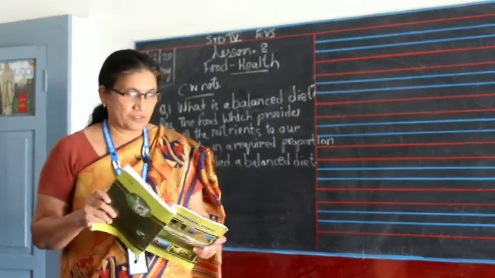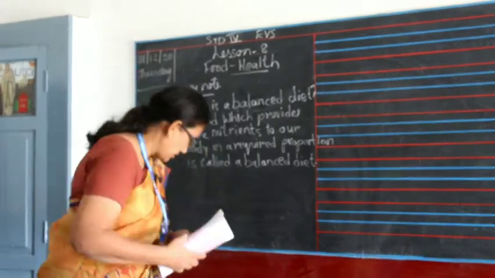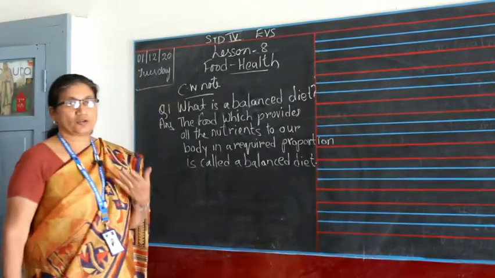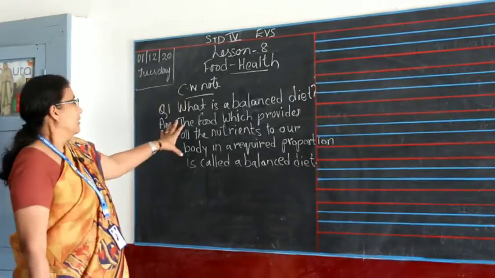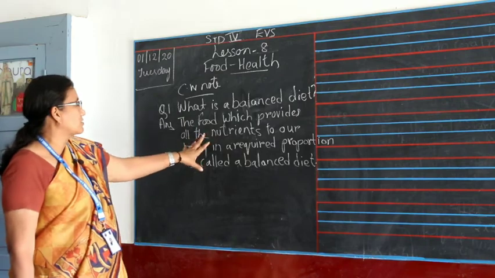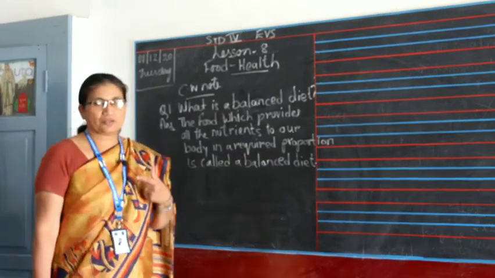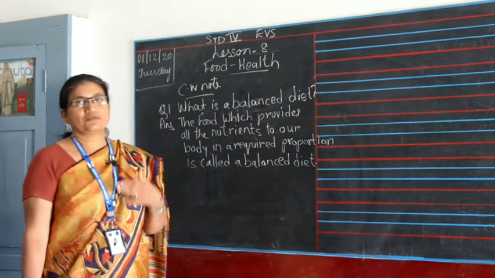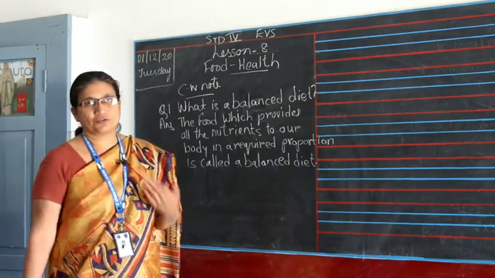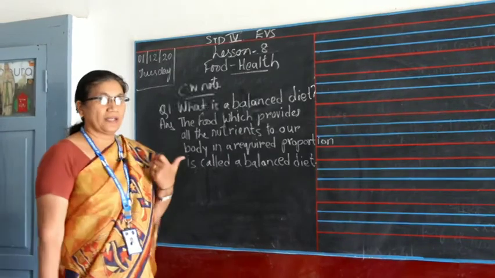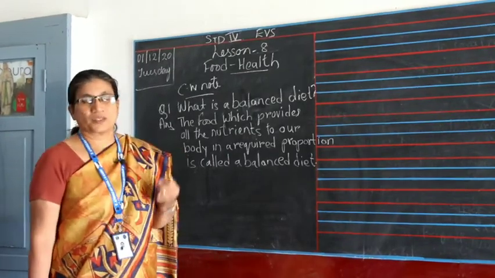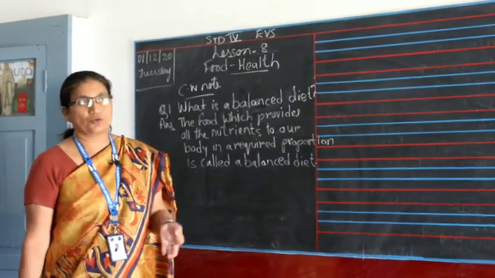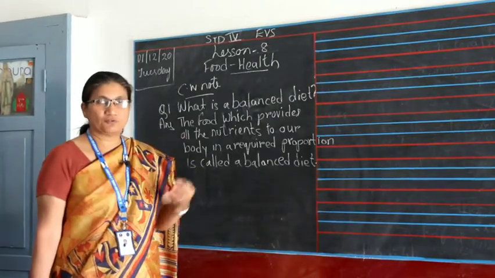Then coming to, children, what is a balanced diet? As already told you, I will be talking to you on a balanced diet. The food which provides all the nutrients to our body. I told you there are a lot of nutrients that the food has. So you have to eat different kinds of food to get those nutrients for your body. Why? You have to stay strong, you have to stay healthy, you have to grow. For these 3 things you need food to eat.